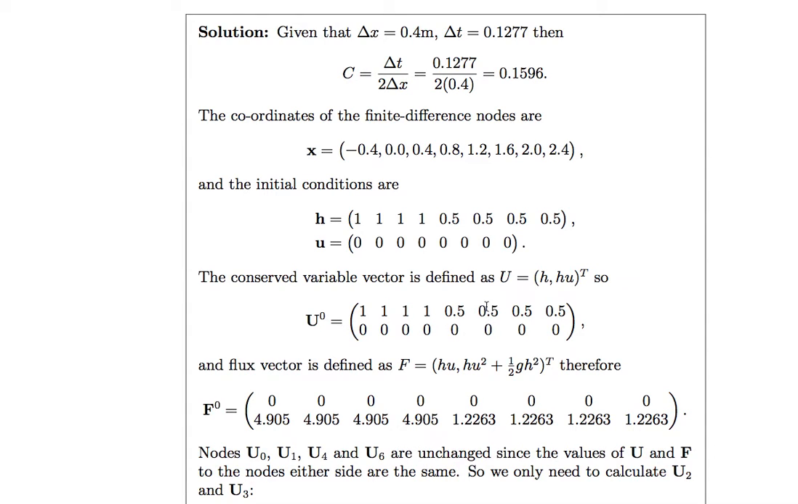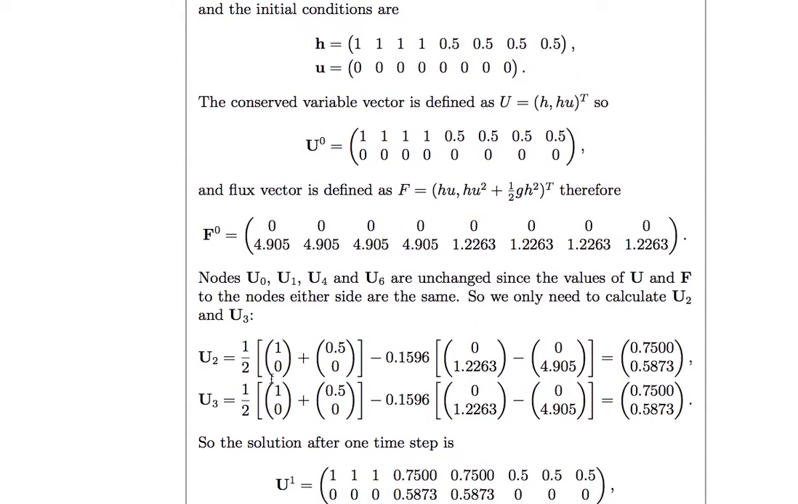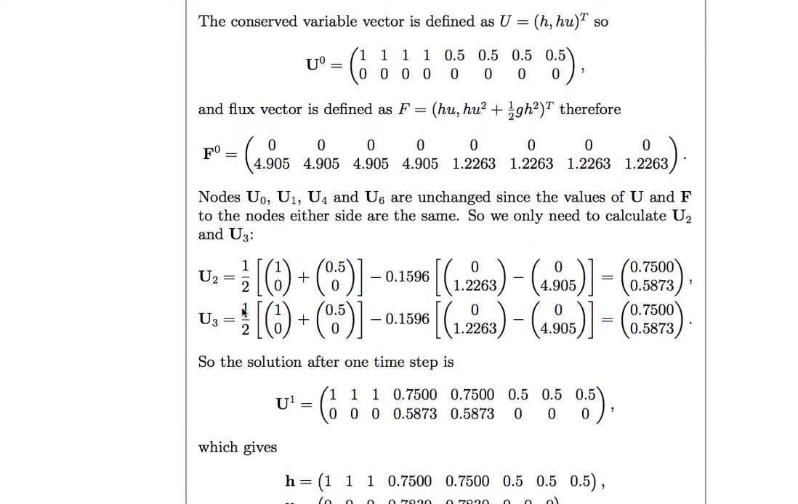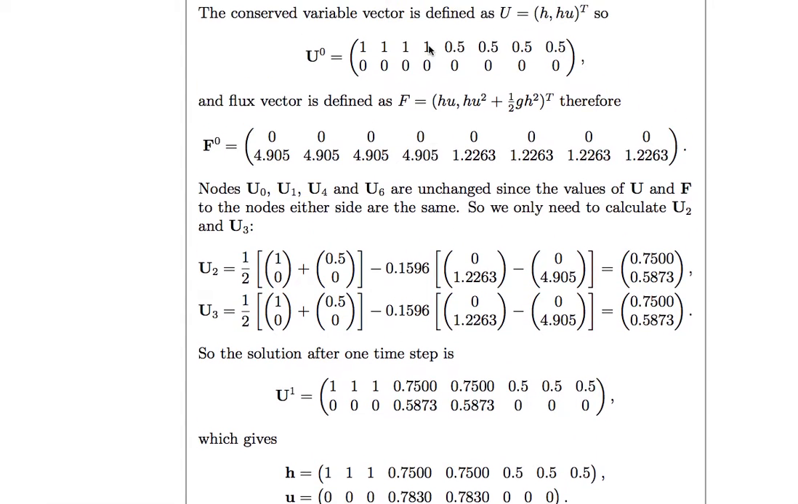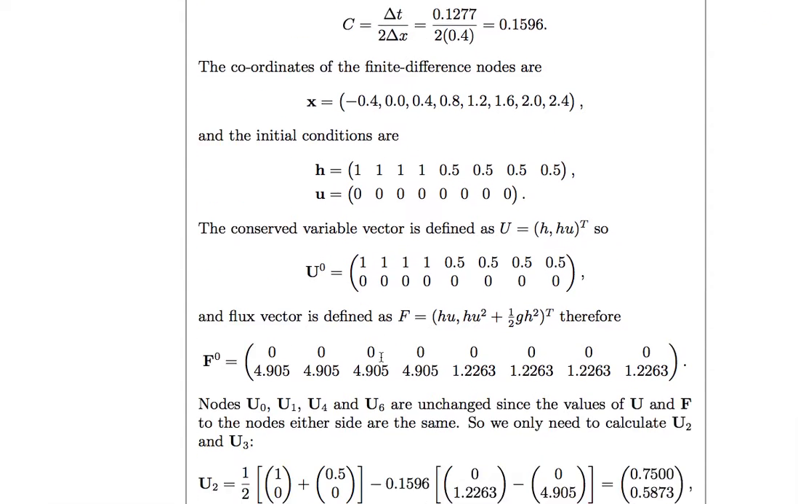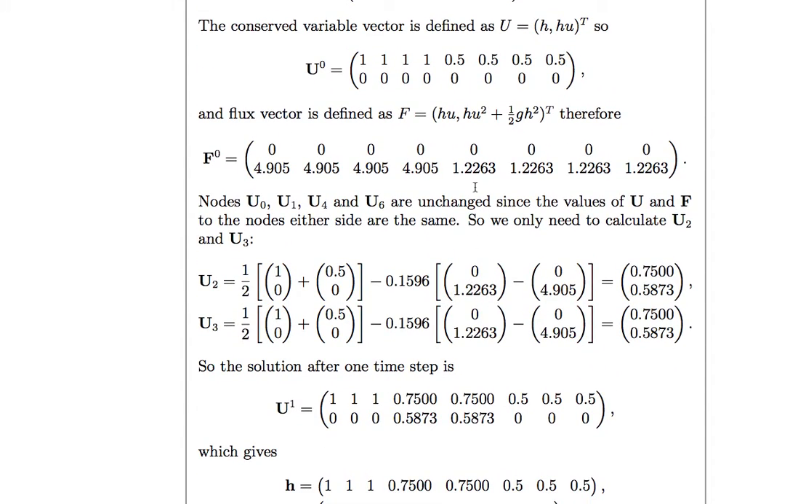We go to node 4, which is this node. Okay, the values either side are the same, so the value of that node is not going to change. Okay, so we only actually have to work out the values of 2 nodes. So if you do u2, u2 is this node here. It's half of the node to the left plus half node to the right, minus the 1.596, which we calculated earlier, and that's the flux of the node to the right minus the flux of the node to the left.